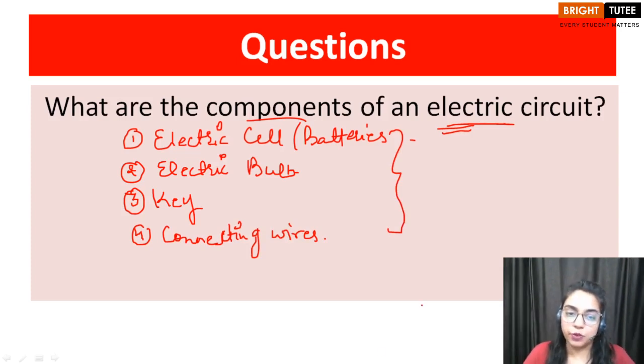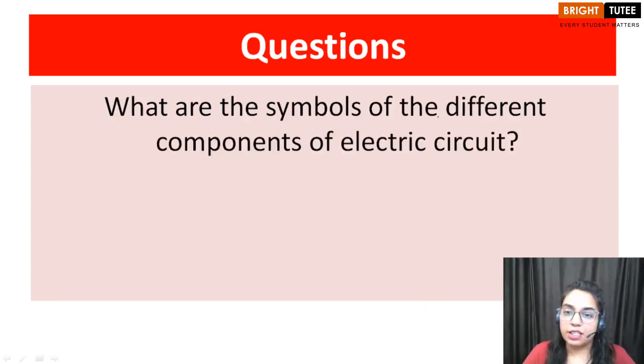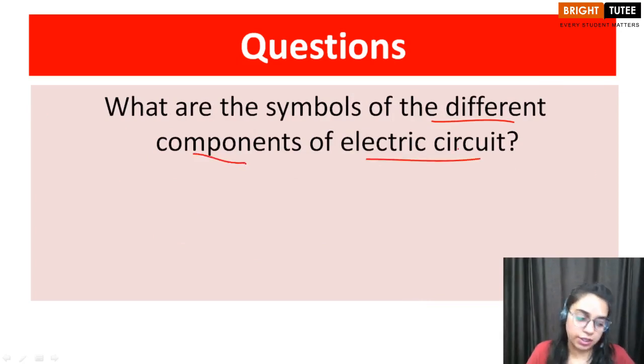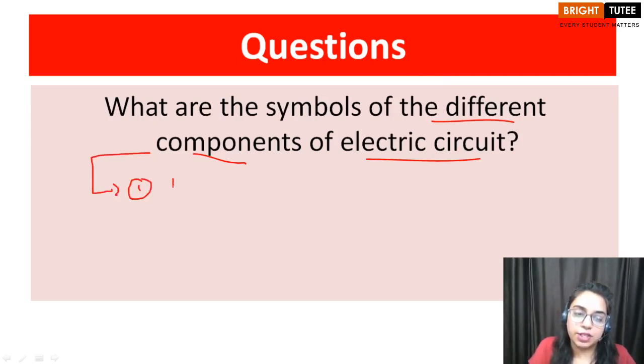So let's move to the next question. What are the symbols of different components of the electric circuit? So children, in the previous question, we discussed what the components of an electric circuit are. Now we are going to discuss their electric symbols. So the first thing that we discussed was a cell or a battery.